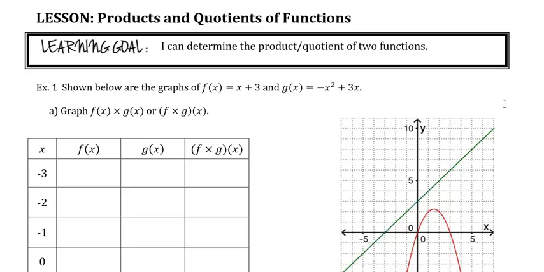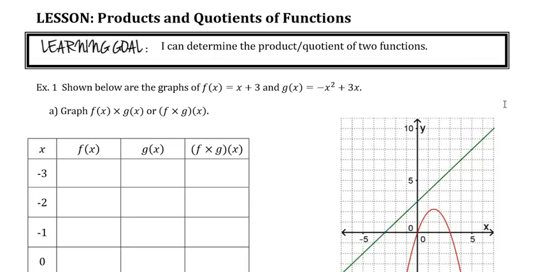Products and quotients of functions really is exactly what you would expect. And there are very few tricks to it. There's nothing really to worry about or think about. You could kind of teach this to yourself.